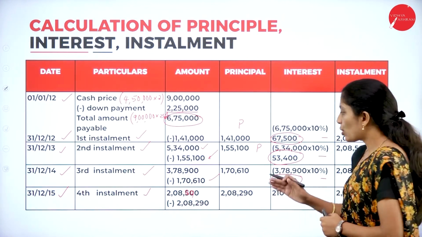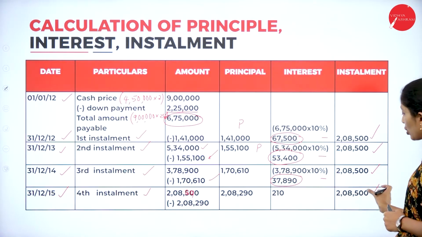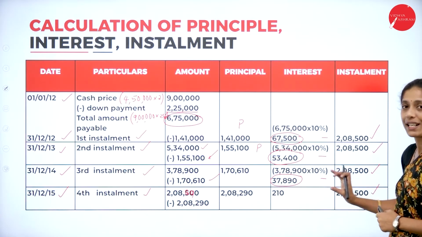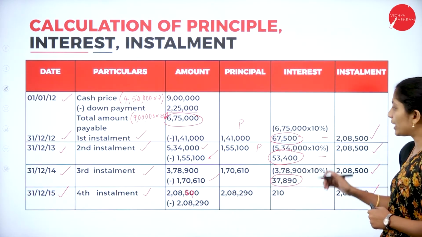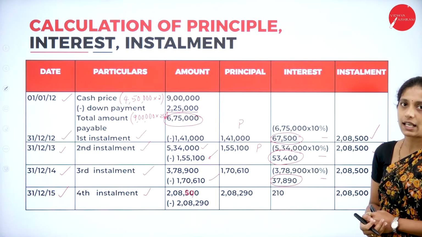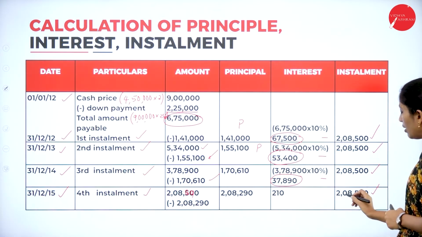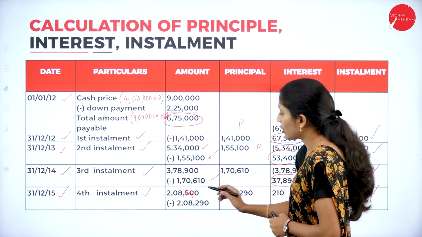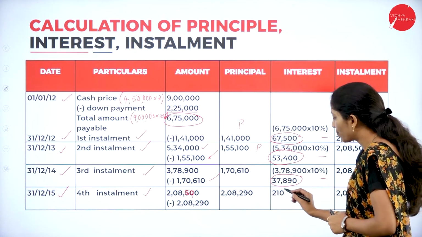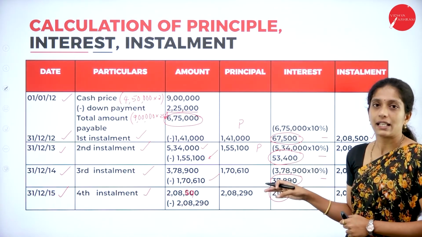2,08,290, right? So what is the fourth year installment? 2,08,500. So the difference between this installment amount and the amount payable will be your interest. So no need to calculate 10% interest. The difference amount will be your interest. So what is the difference? 2,08,500 minus 2,08,290. You'll get a difference of 210. So this is the interest in that particular year.